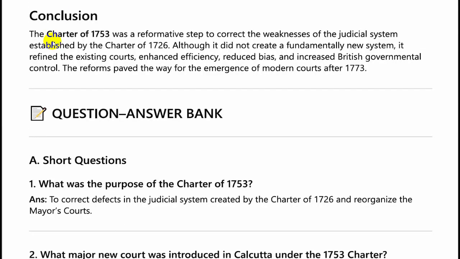Thus, the Charter of 1753 was a reformative step to correct the weaknesses of the judicial system established by the Charter of 1726. Although there was not major fundamental change, it refined the existing courts by enhancing the efficiency, reducing biases, and getting more British governmental control.